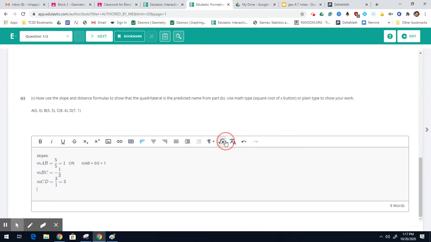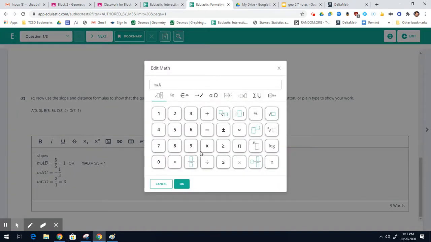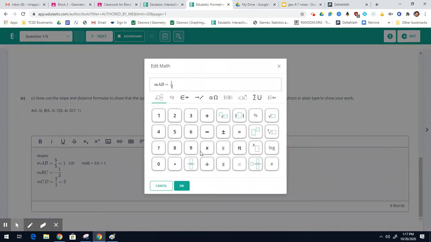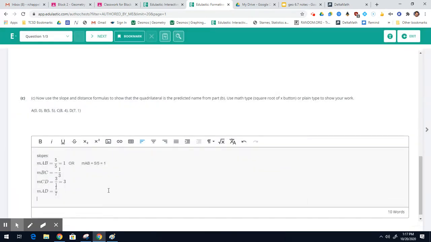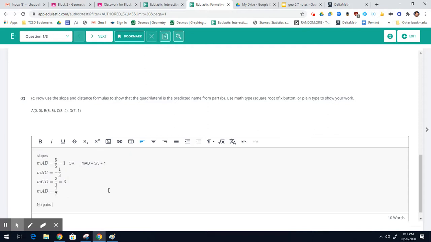So the slope of AD equals 1/7. Now if I look here, notice that all of your slopes are different. None of them are the same, so we have no pairs of parallel sides.